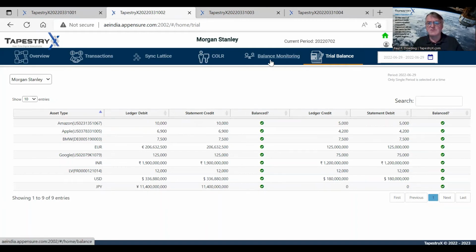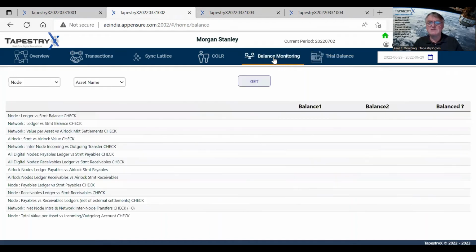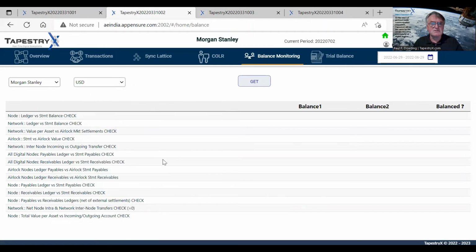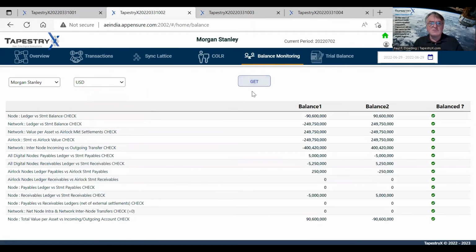Then you take a look at the balance monitoring. This is actually tracking the value in each node and in the network as a whole. So if we look at Morgan Stanley and we look at US dollars, you can see that Morgan Stanley's node is at the moment controlling 90.6 million US dollars, although there's slightly less than 250 million in the network as a whole. This particular line tracks the gross turnover, and then we've got a series of ones looking at the payable receivables within all the nodes through the airlock, and then ultimately within Morgan Stanley's node.